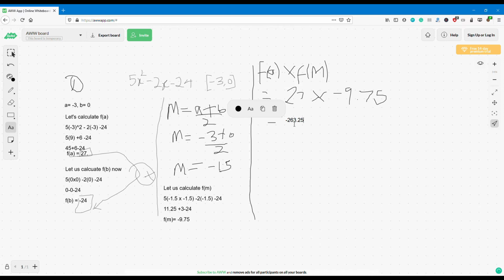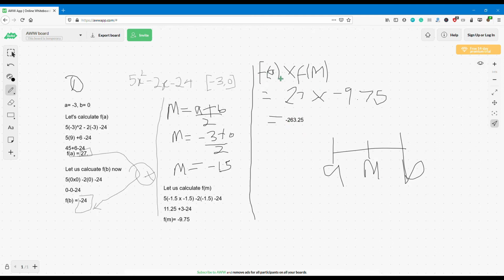In this kind of question, like I told you, we are only concerned with the polarity of the multiplication of these two, f of a times f of m. F of m here was minus 9.75. F of a was 27. So it's going to give us a negative number. That means if you look at the number line, like the example I showed you, you have here a, you have here b, and here is m. Since it's negative, of course there's a root between a and m.